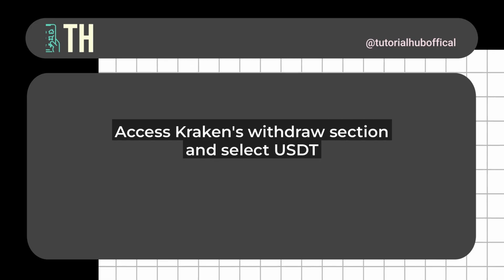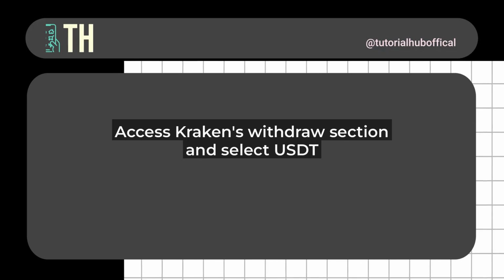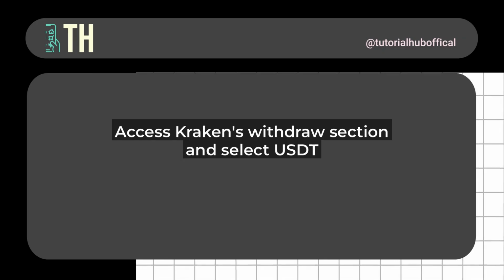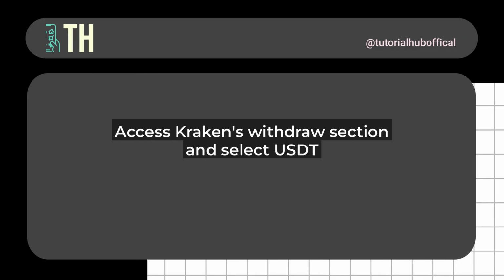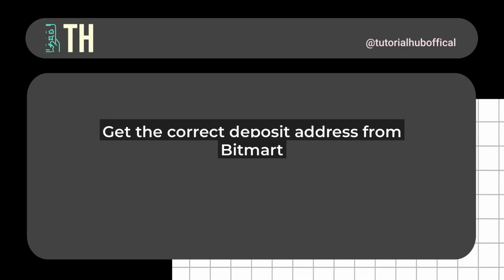Step 1. Log into your Kraken account and head to the Withdraw section. Select USDT from the list of assets. Now, you might be wondering, what's next? Well, you'll need the deposit address from Bitmart.